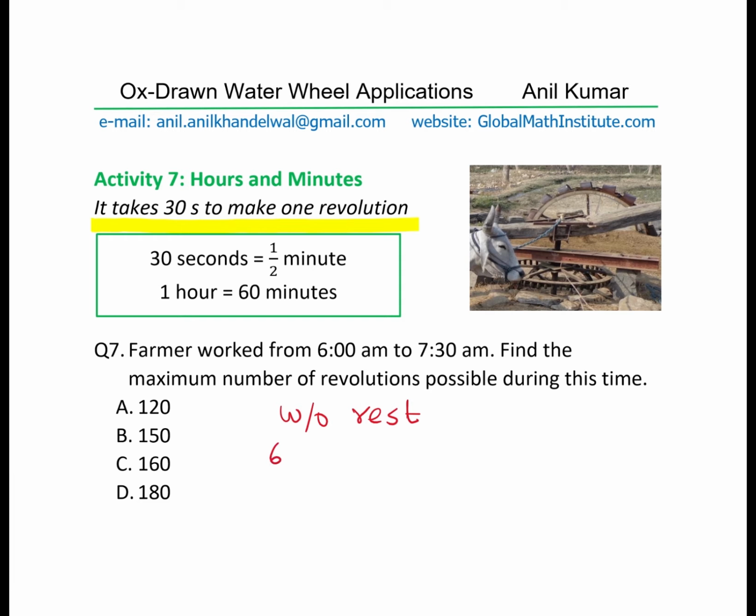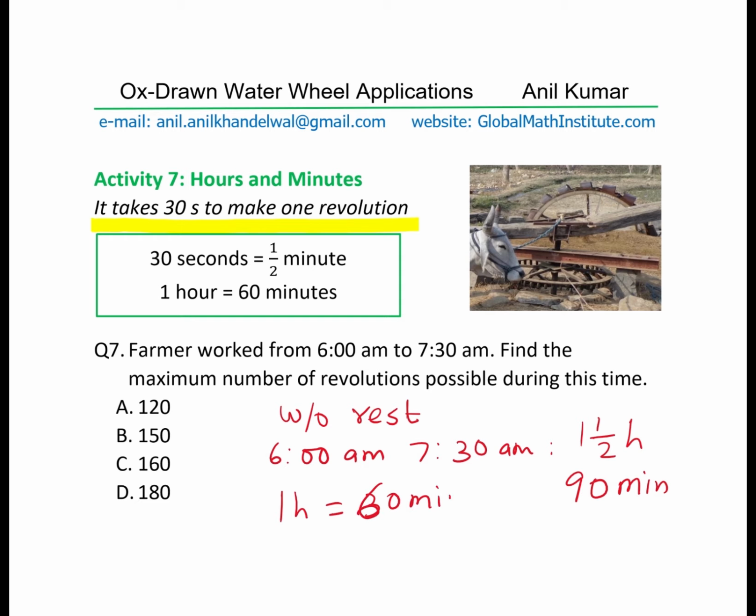Now, when I say from 6 a.m. to 7:30, how much time is that? Well, 1 hour and half an hour. So 1.5 hours, which turns out to be 90 minutes. Since 1 hour equals 60 minutes, and half of that is 30, when you add that, you get 90.